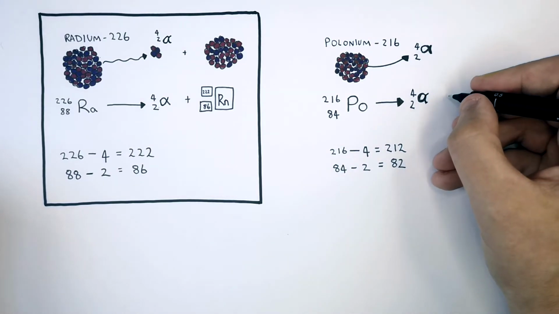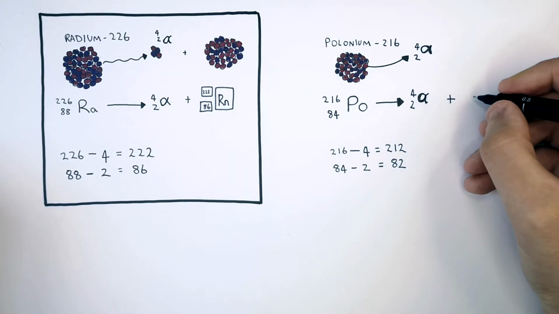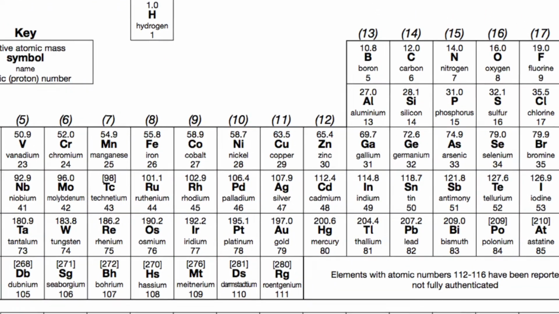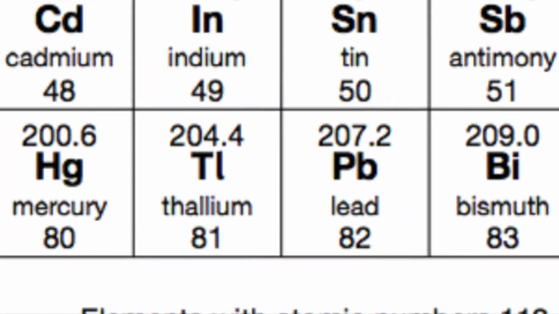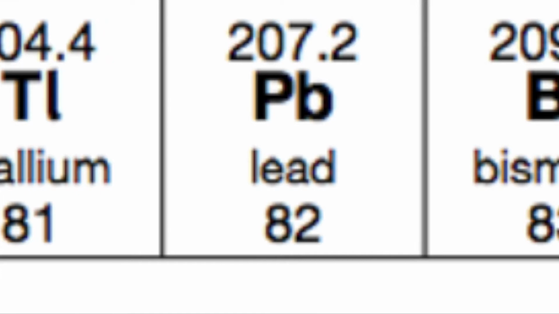So what is the new element that has been formed? So you would now look for the element with the atomic number 82 on the periodic table. And as you can see here, an isotope of lead.